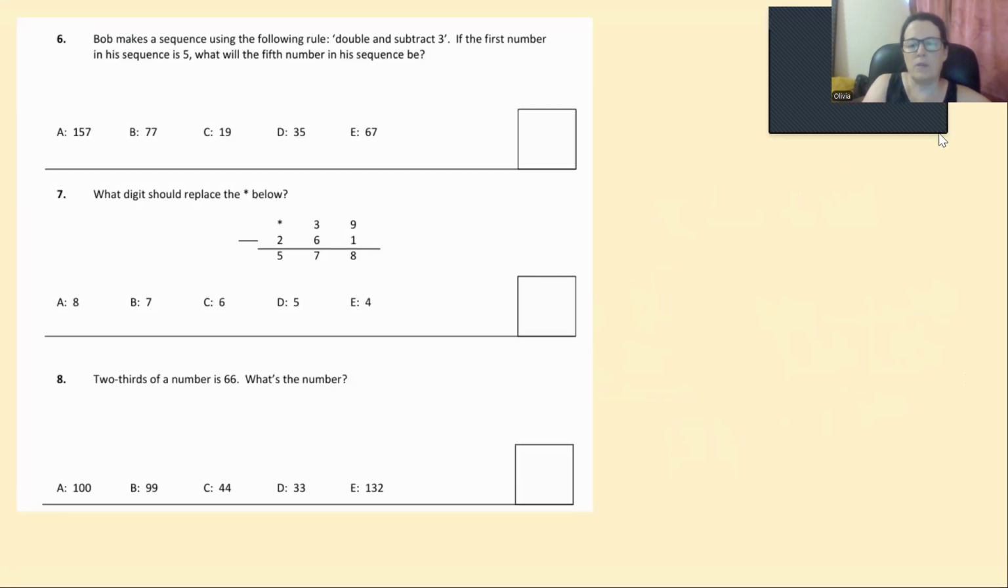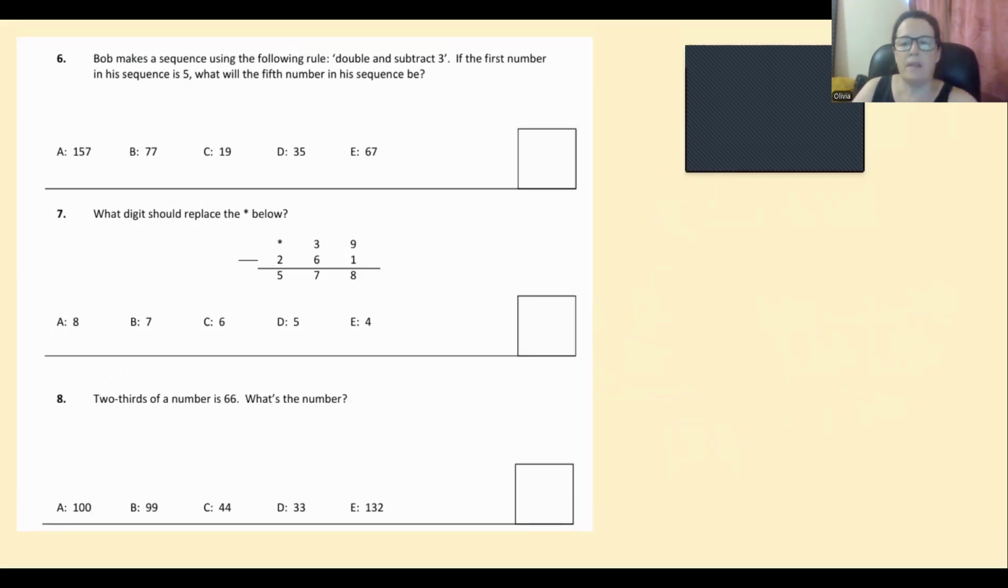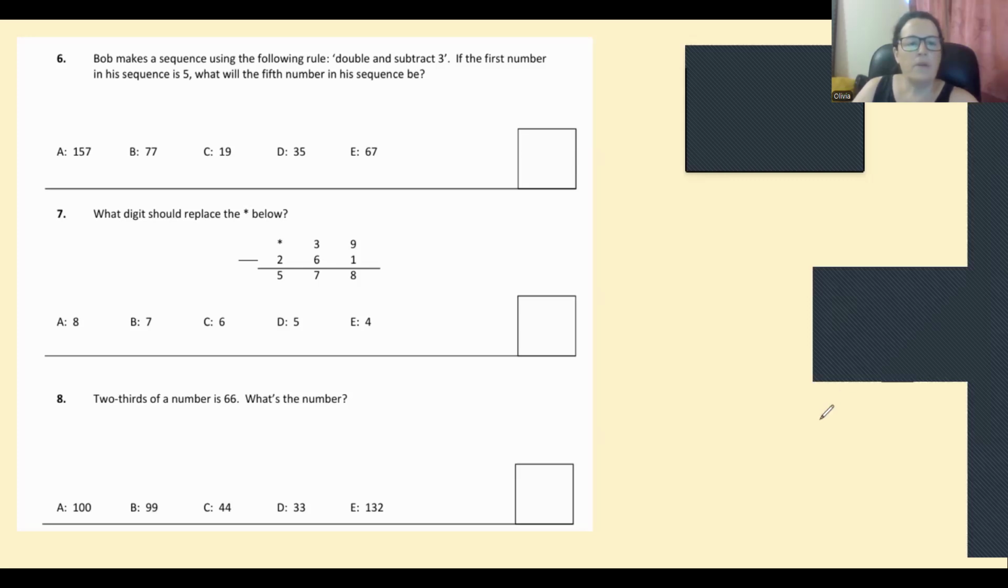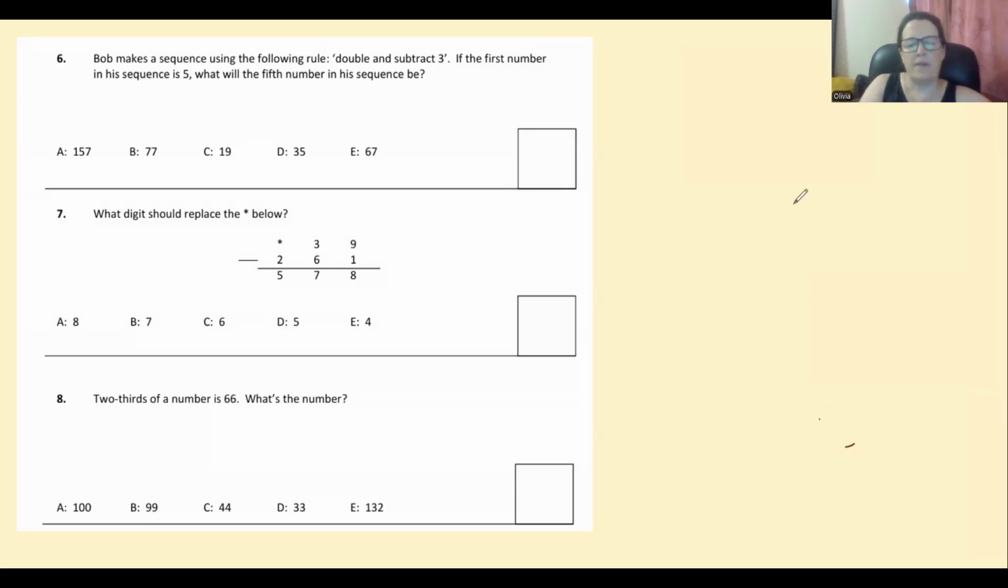Let's go on to number 6. So I'm just going to do 10 today. So Bob makes a sequence, good old Bob, using the following rule. The rule is double and subtract 3. So double is times 2 and subtract 3. So I have to double something by 2 and then take away 3. If the first number in the sequence is 5, what will the fifth number be?